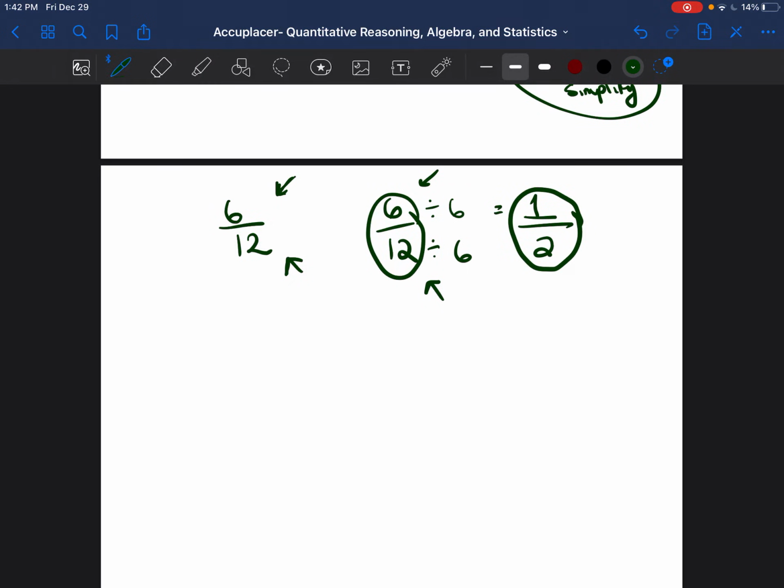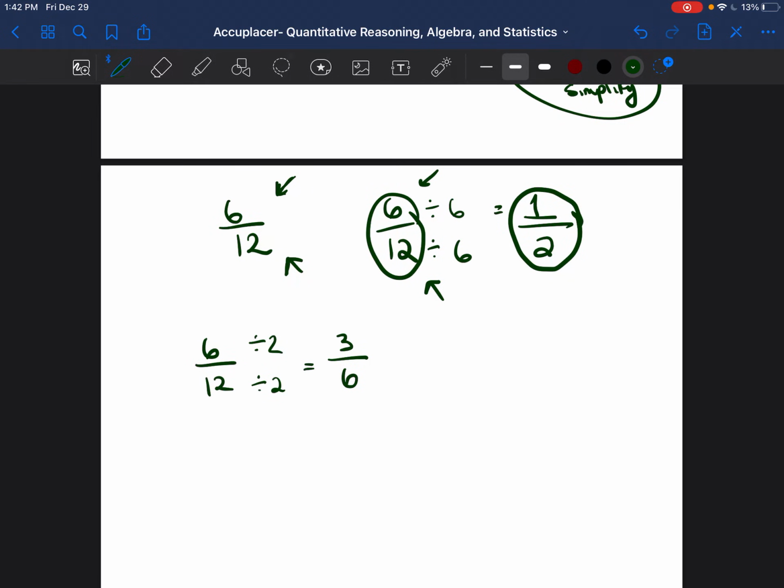Okay, what happens if when you looked at 6/12, you said, oh no, Miss Amber, I did not see that 6 and 6 can go into it. That wasn't my first instinct. My first instinct was they both can be divided by 2 because they're both even numbers. Well, go ahead and divide both by 2. 6 divided by 2 is 3. 12 divided by 2 is 6.